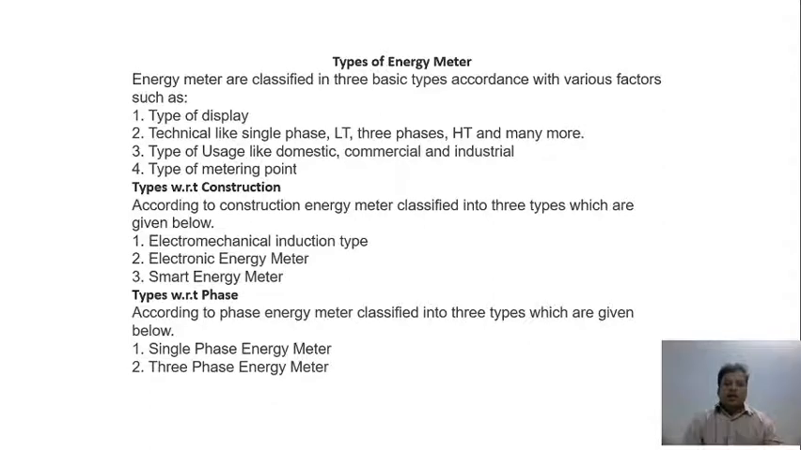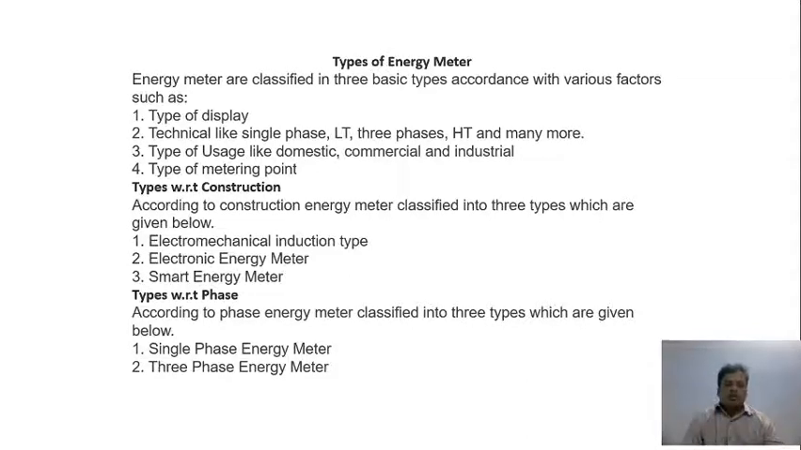Types of energy meters. Energy meters are classified according to various factors such as type of display, technical like single phase, LT three phase, HT and many more. Types of usage like domestic, commercial, industrial. Type of metering point also. Therefore, the types with respect to construction.